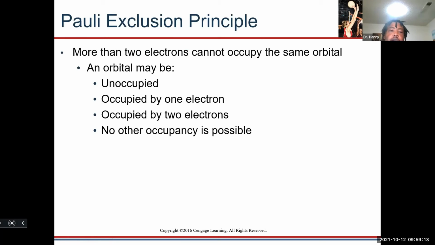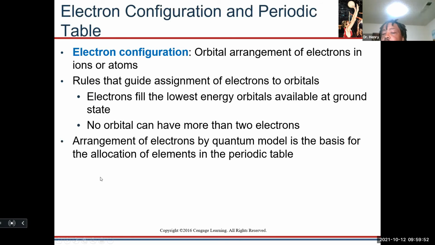So we have this, it's called the Pauli exclusion principle. The Pauli exclusion principle basically says that you can only have 2 electrons at max in an orbital, right? It could be unoccupied, meaning there are no electrons. It could have 1 electron, or it could have 2 electrons. Okay, that's it. So the most that you could have is 2 electrons, or you could have 1 electron, or you could have no electrons in that orbital. So that's the Pauli exclusion principle.